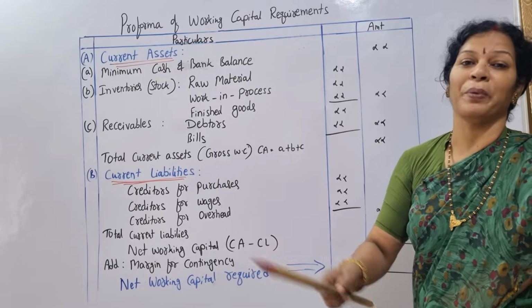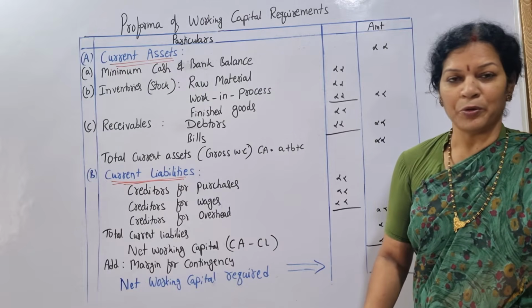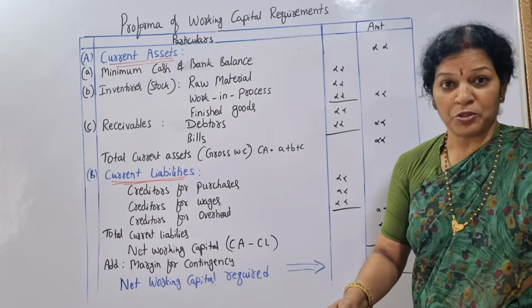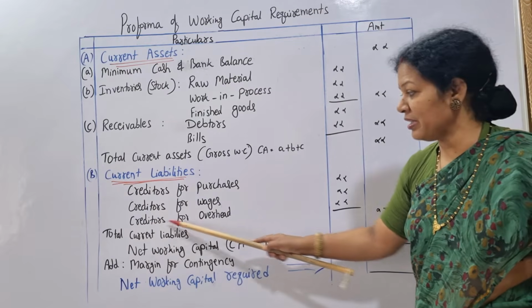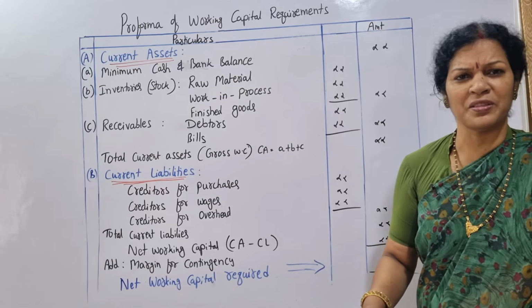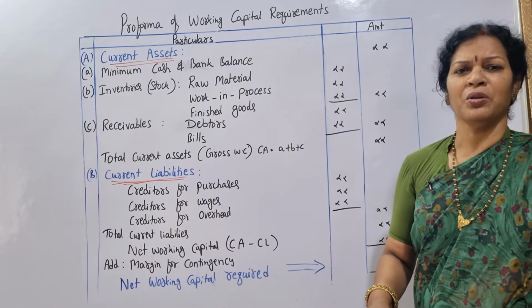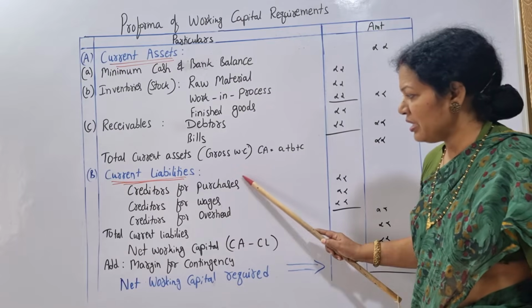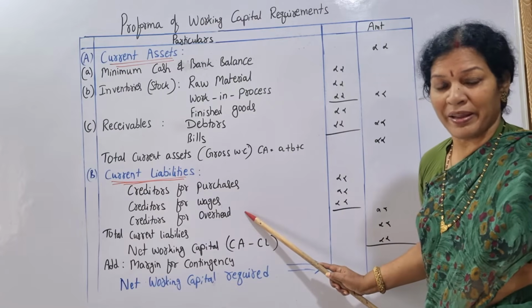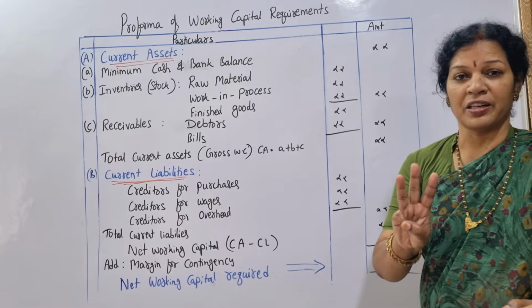Wages also we have to pay. We didn't pay, but we are supposed to pay. So that is creditors for wages. In the same way, creditors for overheads. Overheads are the expenses. For this also you are supposed to pay. You did not pay, you are supposed to pay. So these three we are going to pay. Simple, three items of current liabilities.